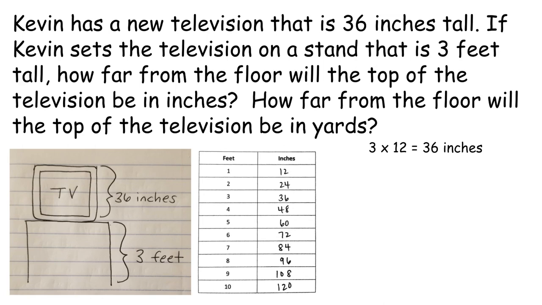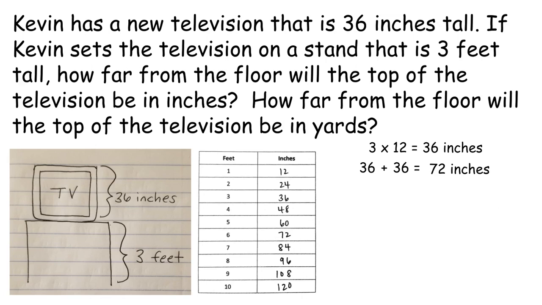The first question my problem asks me is how far from the floor will the top of the television be in inches? Okay, so now I know that my TV stand is 36 inches. I'm going to add another 36 inches because that is the height of the television. So 36 plus 36 is 72 inches. Okay, so I have the first part of my problem figured out. But the second question asks, how far from the floor will the top of the television be in yards? Well, when I'm looking at my feet and inches chart here, I can't figure out yards.